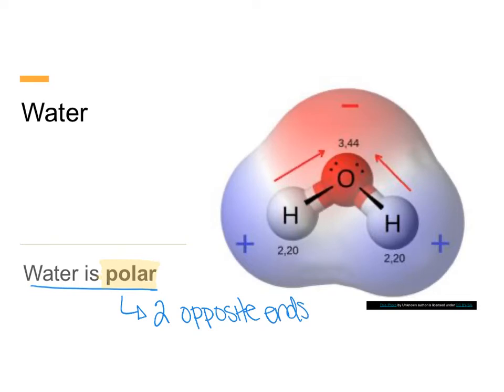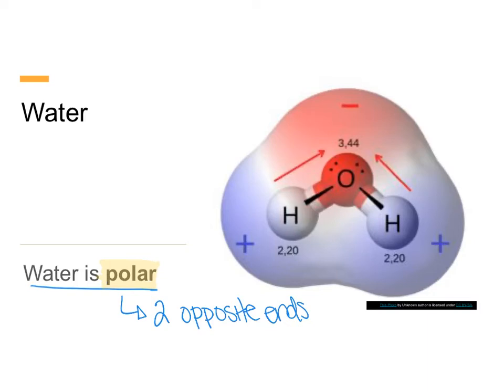Something that's polar that you are probably familiar with is a magnet. Magnets have a north pole and a south pole. And if you've ever played with two magnets before, you've probably felt that when the north and the south pole are near each other, they attract and the magnets stick together. And then if you flip the magnet over and you have either two north poles or two south poles near each other, you can actually feel that repulsion.